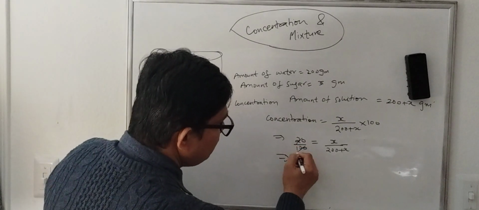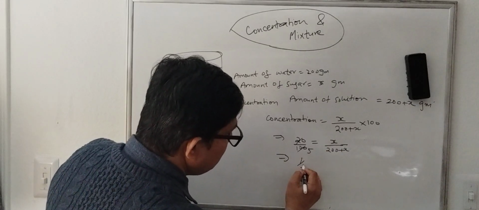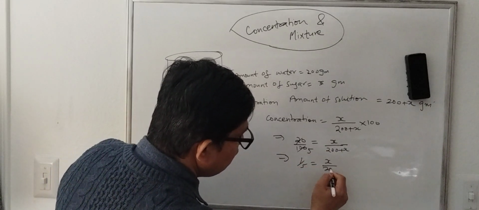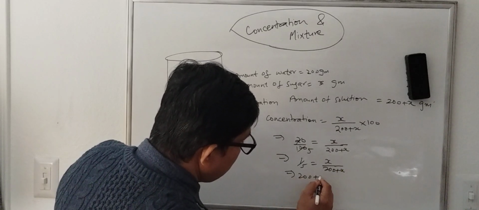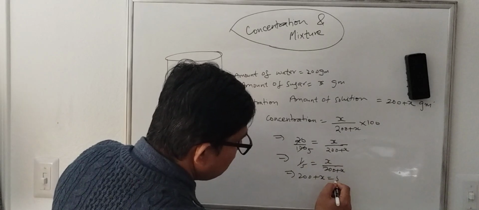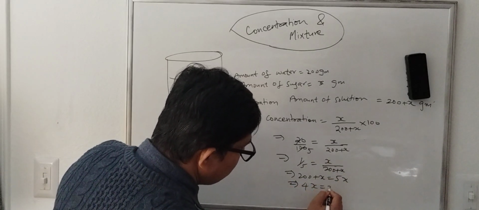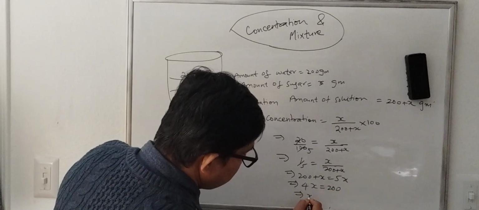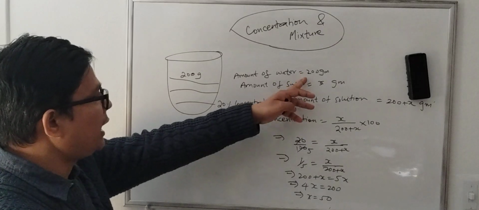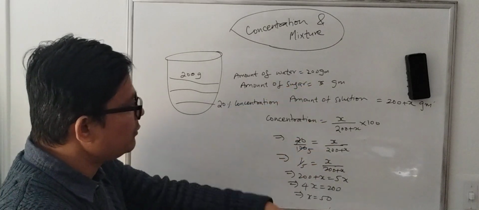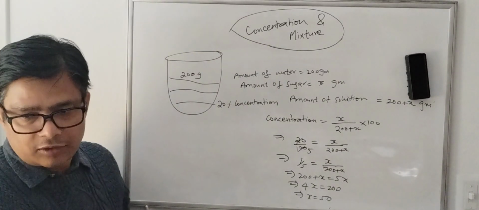So this will be 1 by 5. So this means the basic equation 1 by 5 is equal to x divided by 200 plus x, which means 200 plus x is equal to, by cross multiplication, 5x, which means 5x minus x is 4x is equal to 200, which means x is equal to 50. Okay, so the amount of sugar you have to add to this 200 gram of water is 50 gram to make 20% concentration. Now see if it's the correct answer or not.